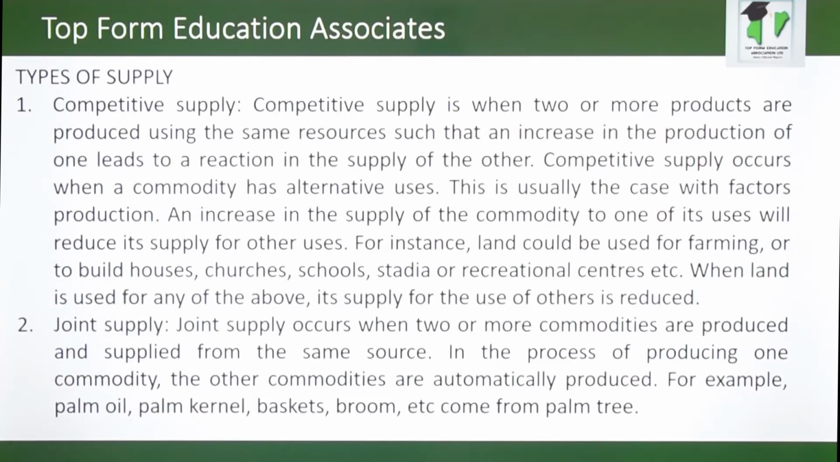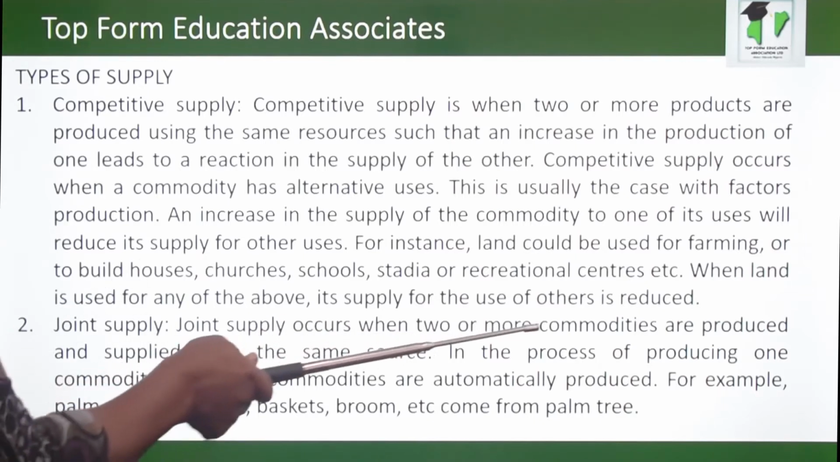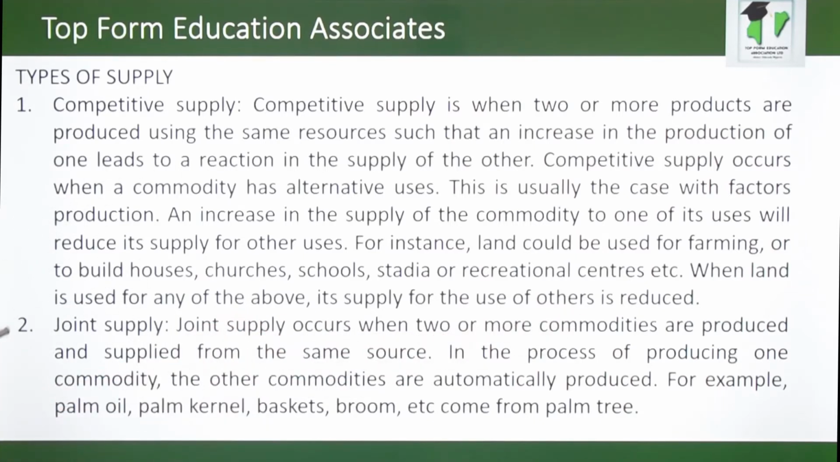Then we have joint supply. Joint supply occurs when two or more commodities are produced and supplied from the same source. In the process of producing one commodity, the other commodities are automatically produced. What's an example of this? Example is palm oil, palm kernel, baskets, brooms. They all come from the palm tree.